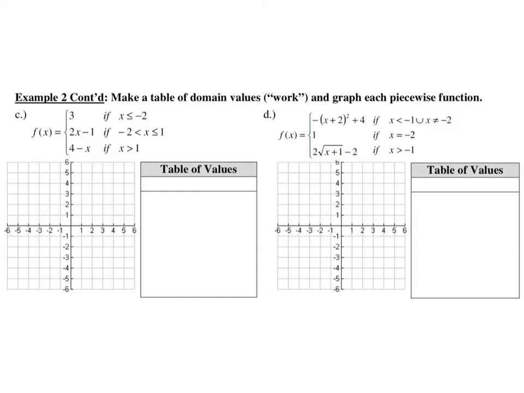This is a continuation of example 2, so we're going to continue to do the same process for these. So now let's look at part C here. We have 3 subfunctions and each one of them has a subdomain. So we're still going to make our table of values.